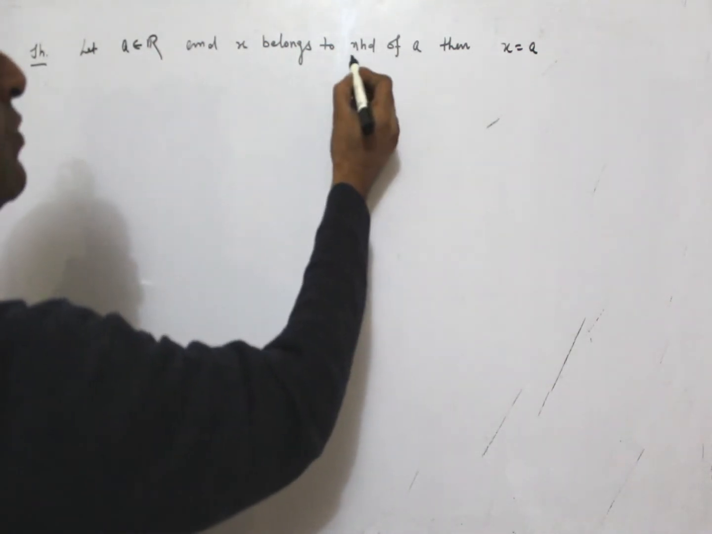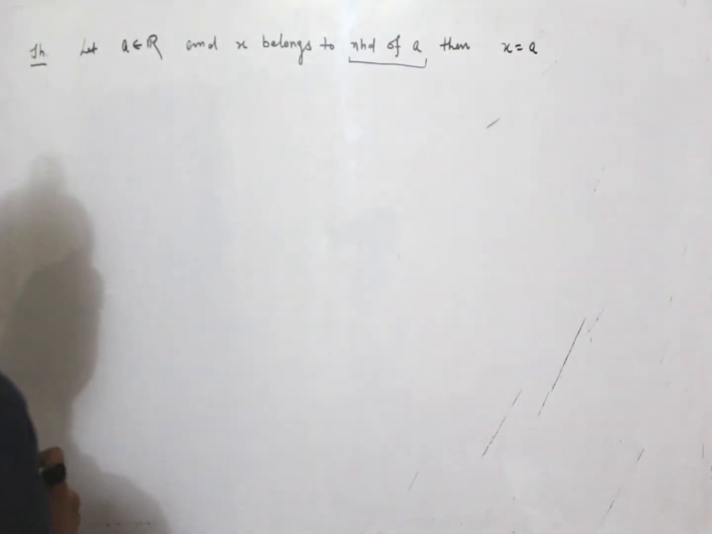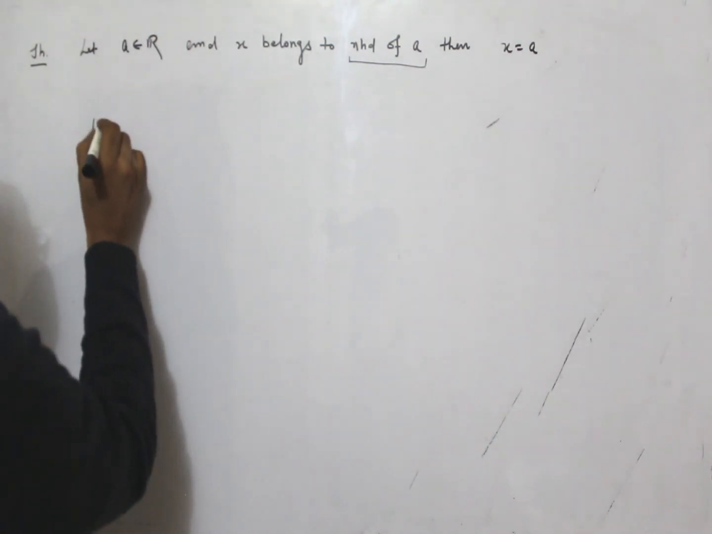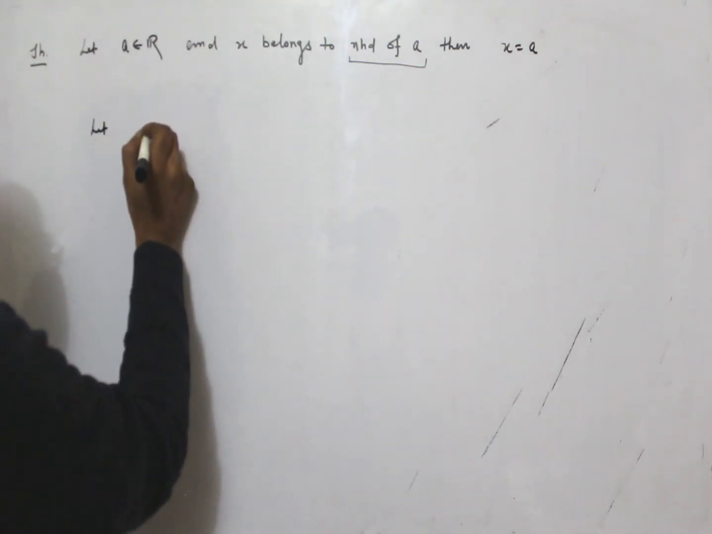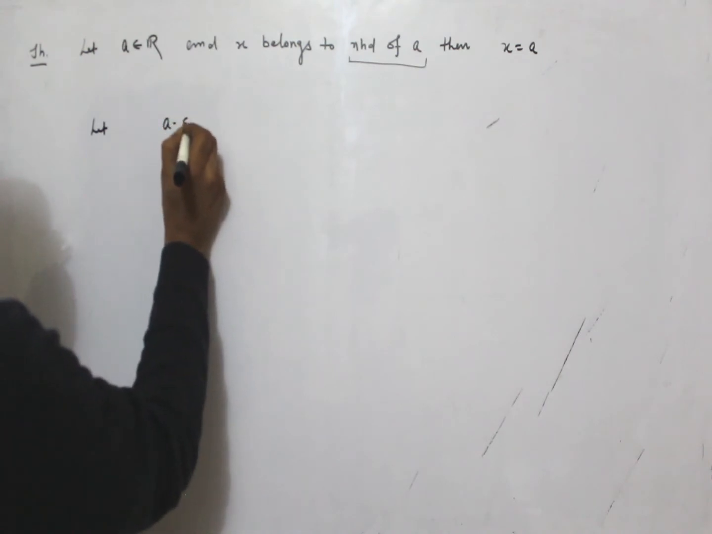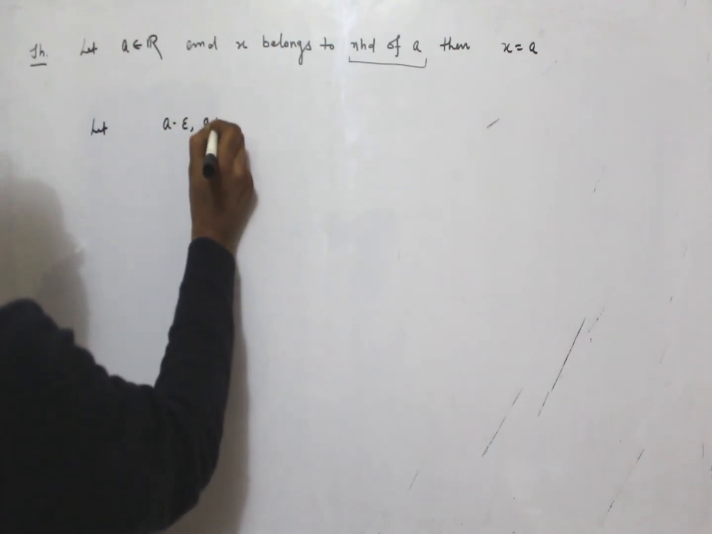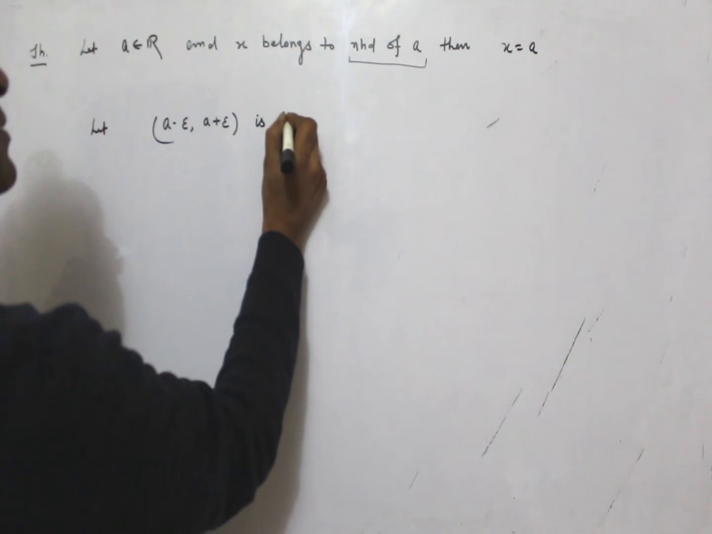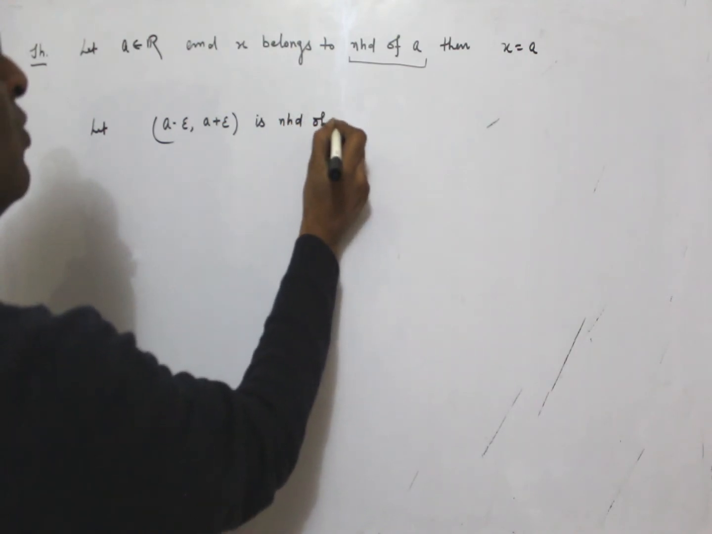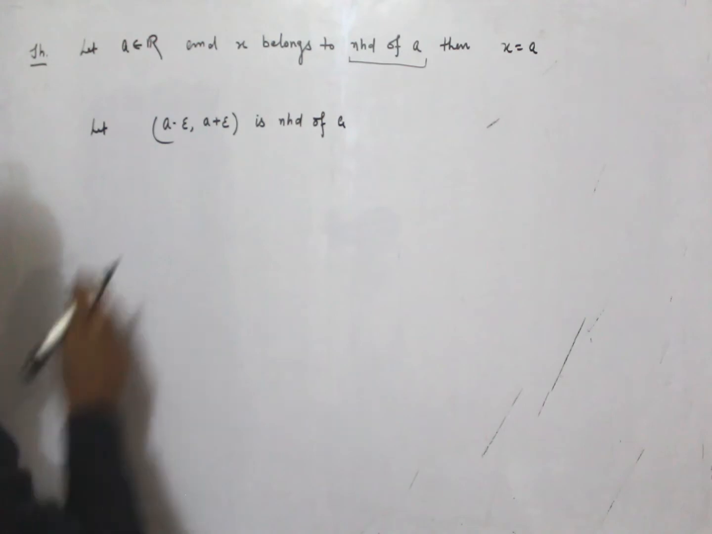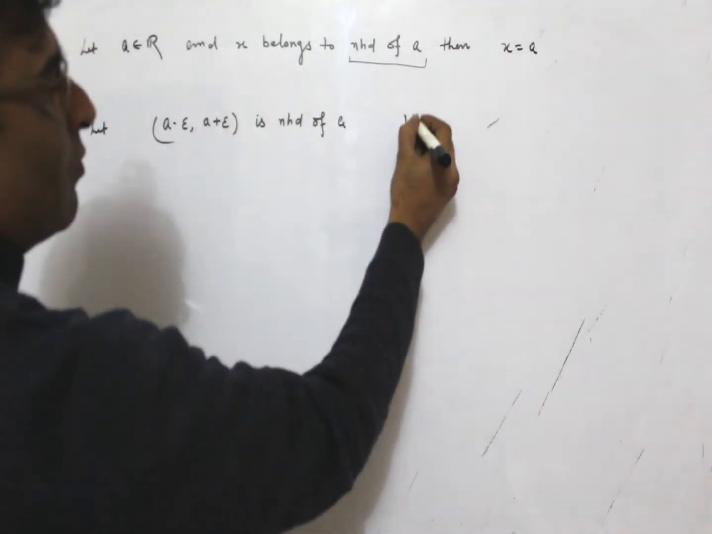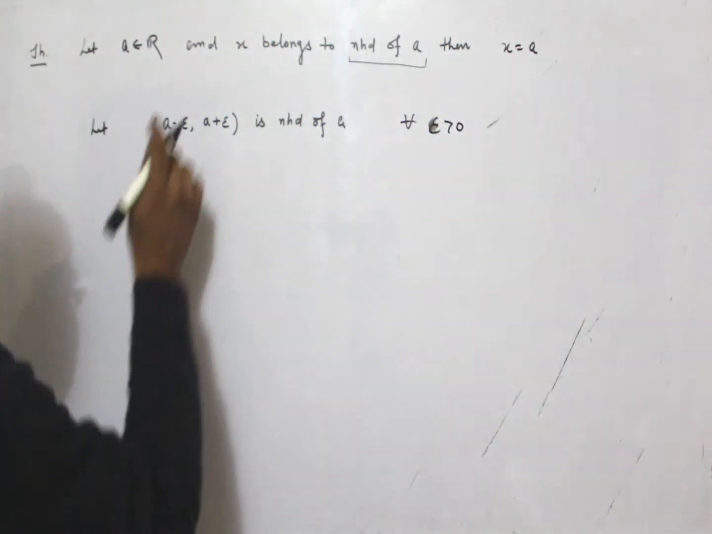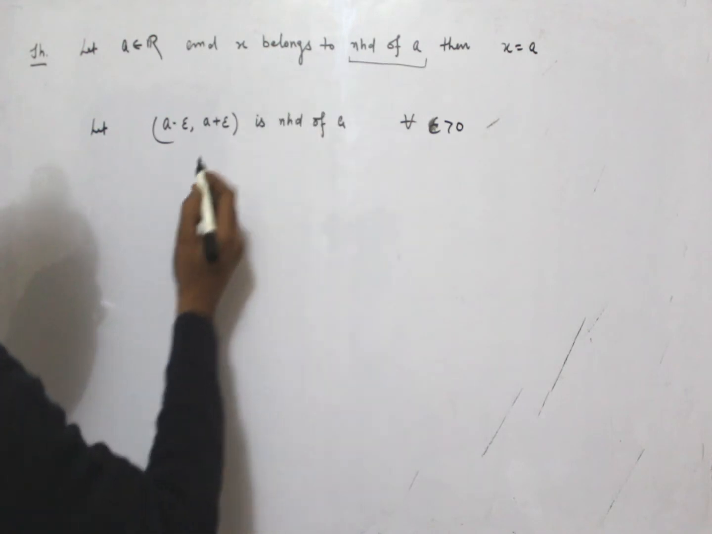Here, first we need to understand this thing, neighborhood of A. Let (A minus epsilon, A plus epsilon) be the neighborhood of A, where epsilon is positive. Now the second thing, x belongs to the neighborhood.